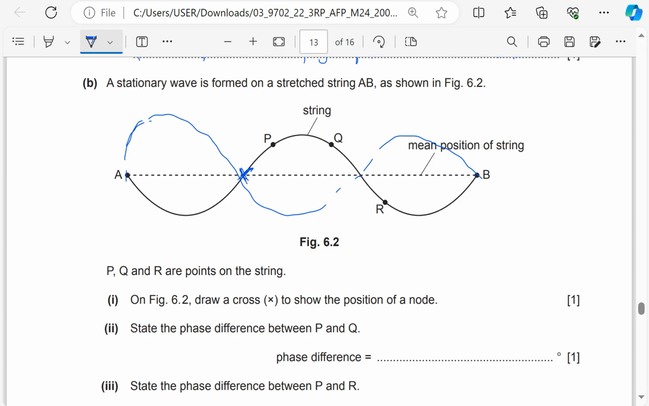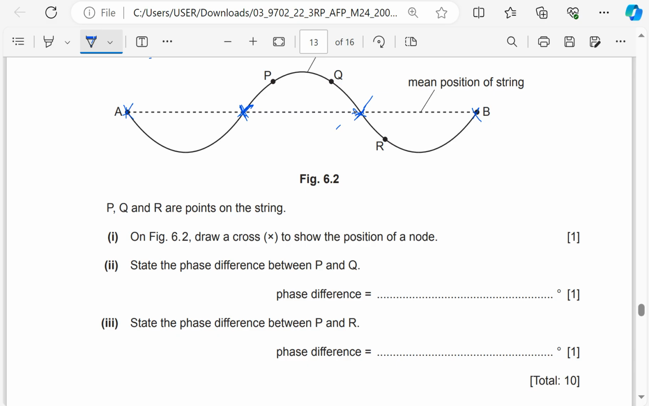Draw a cross to show the position of a node. So I have so many points to draw that cross. You could draw it at A, you could draw it at that point, you could draw it here, you could draw it there. That is where the node is.